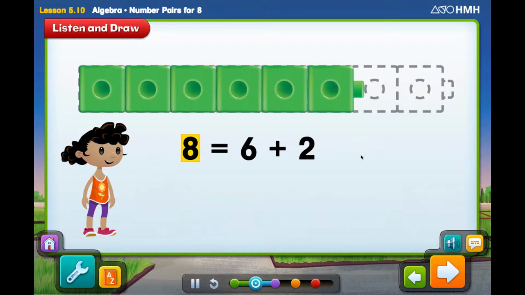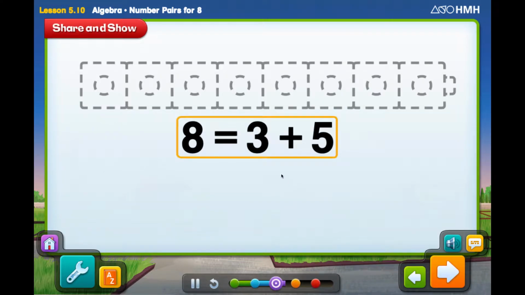8 is equal to 6 plus 2. Lisa could have used 6 green cubes and 2 orange cubes to make her cube train. This addition sentence shows a number pair that makes 8.